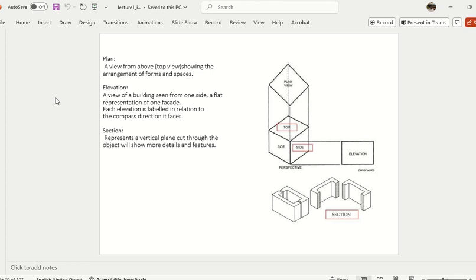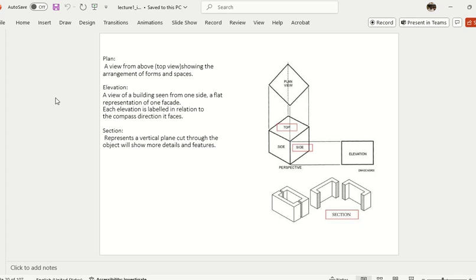The 2D drawings can be divided into three types. We are talking about types of 2D drawing. Later on, I will discuss the different styles of making 2D drawings. So there are styles and there are types. Don't confuse them. These are different types.